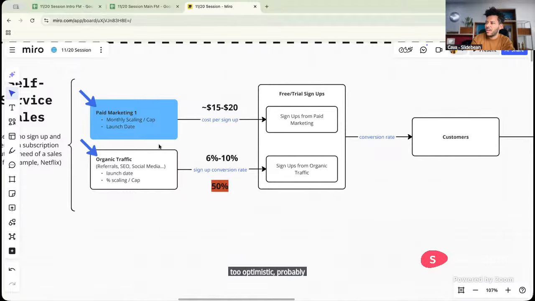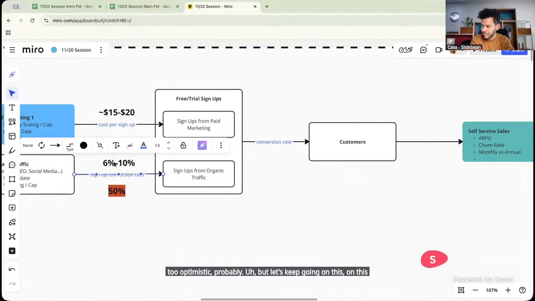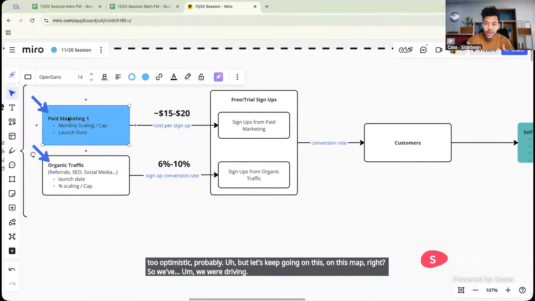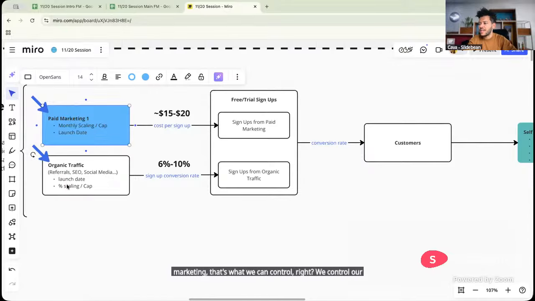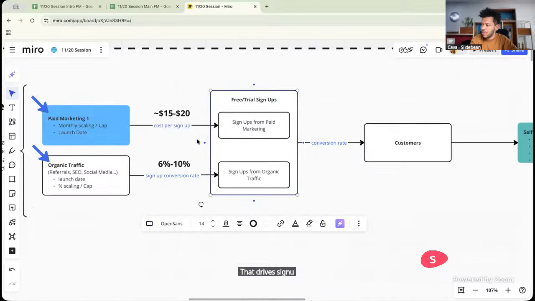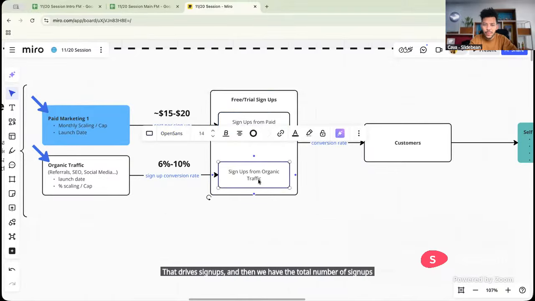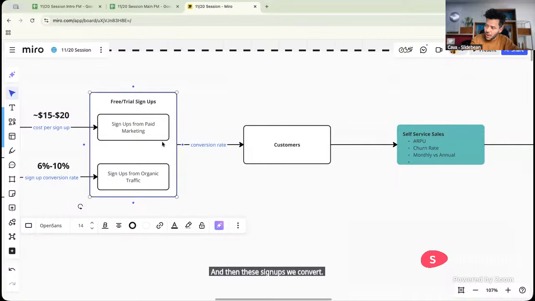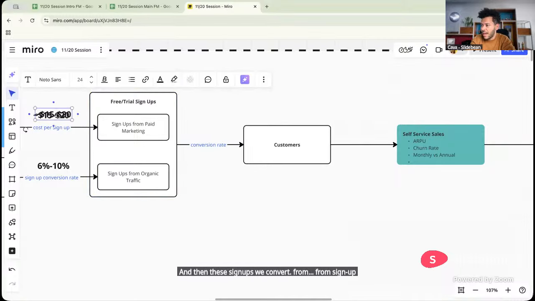But let's keep going on this map. We're driving marketing. That's what we can control. We control our paid marketing expense. We control our organic traffic. That drives signups. And then we have the total number of signups, some from paid, some from organic. And then these signups we convert from sign up into customers. And we already have benchmarks for that.